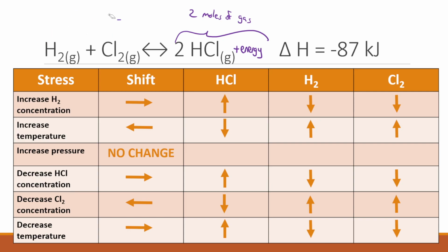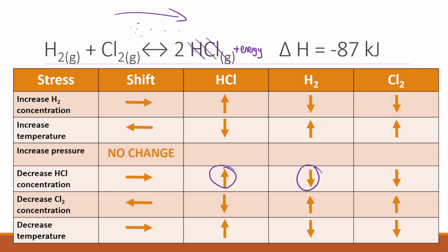Then, we look at decreasing the HCl concentration. If I take away some of the HCl, that means I slow down the reverse reaction. That means that the forward reaction is faster. That means I'm going to make HCl faster than it breaks down. And I'm going to use up H2 and Cl2 faster than they get made.